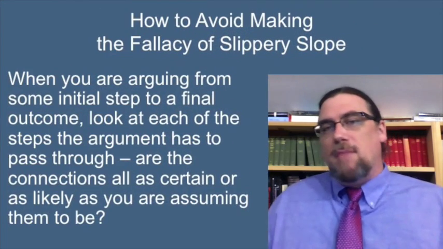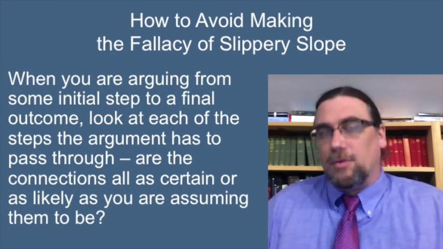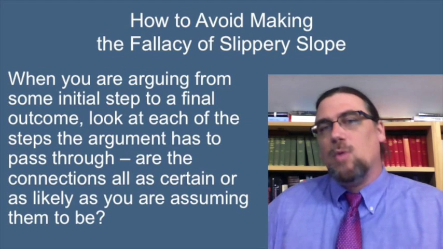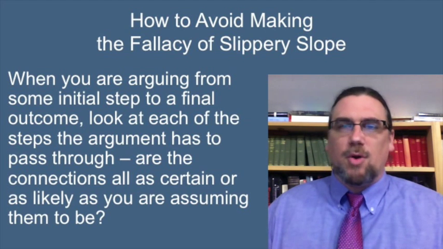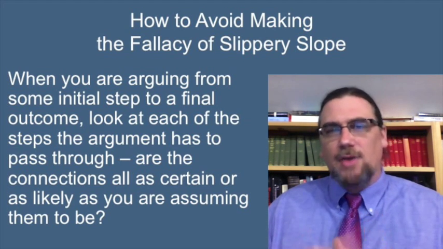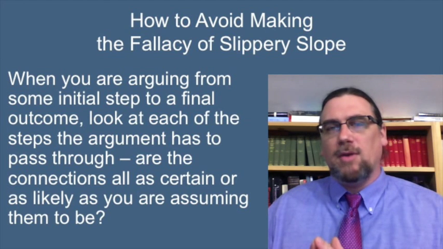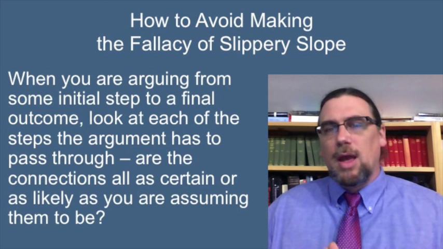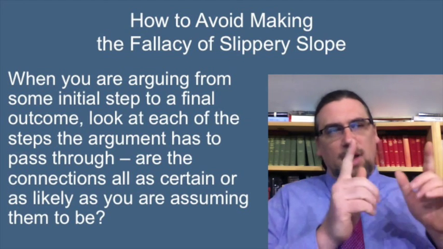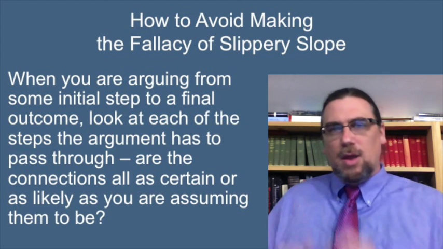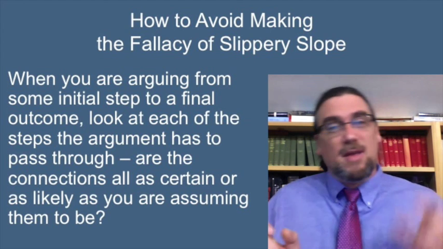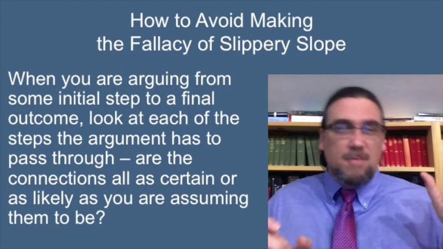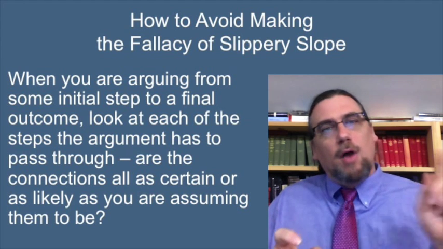How do you avoid making this fallacy yourself in your own argumentation? Well, if you're arguing from some initial step to a final outcome, you want to subject your own reasoning, your own logic, your own argument to scrutiny. And the way that you're going to do that is look at each part of it. Look at not just, is the final thing a bad thing? It probably is. Is the first thing a small step? It probably is.